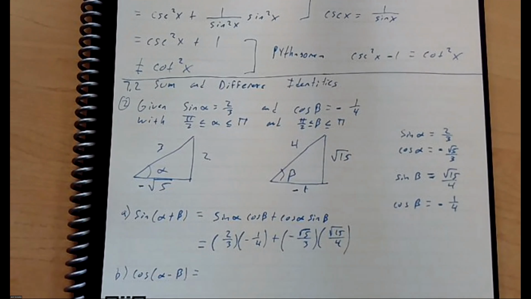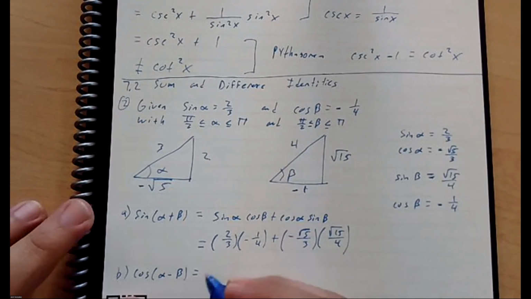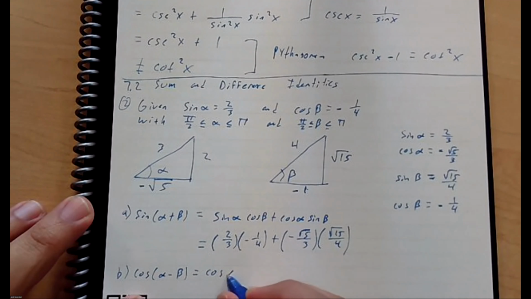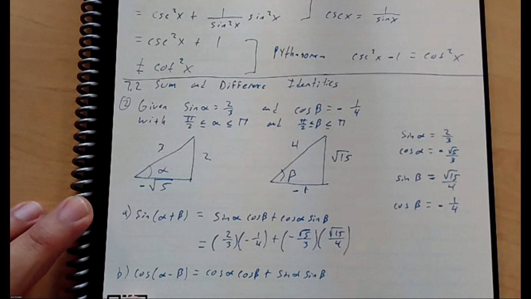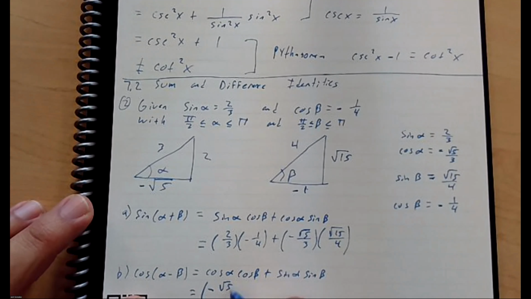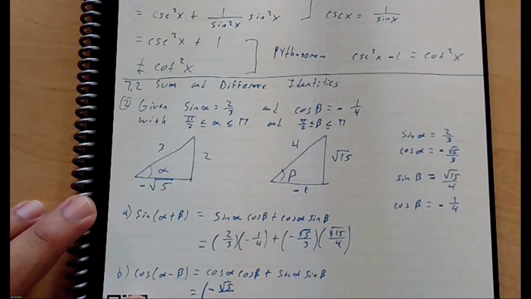So now cosine of alpha minus beta, that's going to be cosine alpha cosine beta plus sine alpha sine beta. Plug in the numbers and we're done. I'm going to let you simplify it on your own just to save time here.